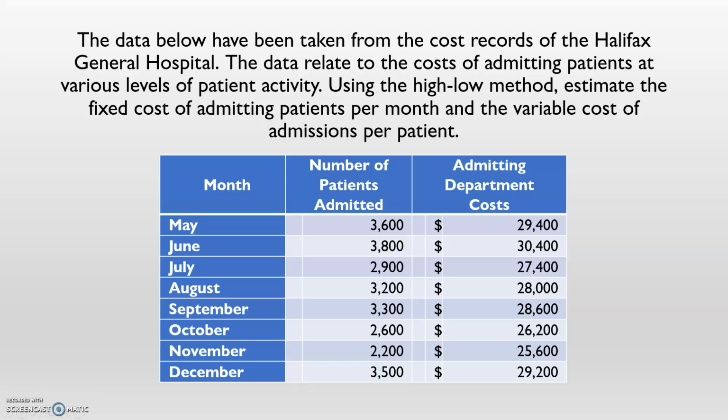We will now complete an example problem using the high-low method. The data below have been taken from the cost records of the Halifax General Hospital. The data relate to the cost of admitting patients at various levels of patient activity. Using the high-low method, we will estimate the fixed cost of admitting patients per month and the variable cost of admissions per patient.